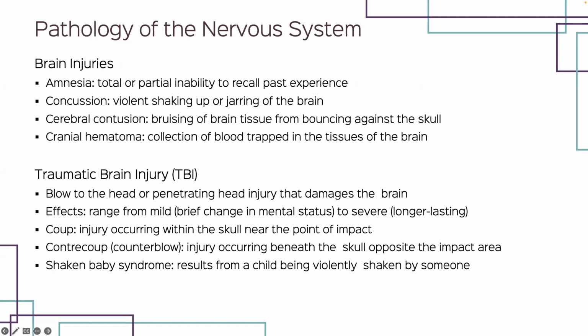Brain injuries that we can see a lot are going to be amnesia, concussions, and cerebral contusions, which is just bruising of the brain from bouncing against the skull. TBIs, or traumatic brain injuries, are a blow to the head or penetrating head injuries. You have coup and contrecoup, so basically a blow or a counter blow. And then lastly, shaken baby syndrome just results from a child being shaken violently.